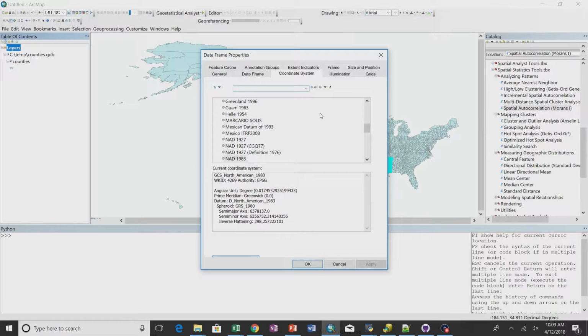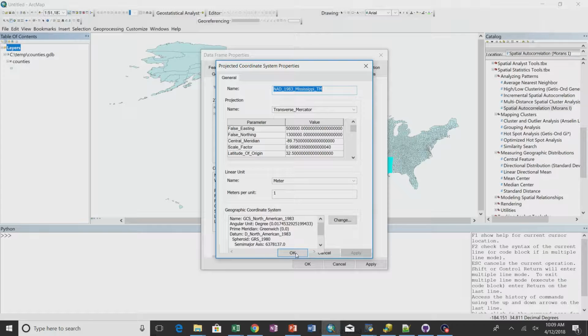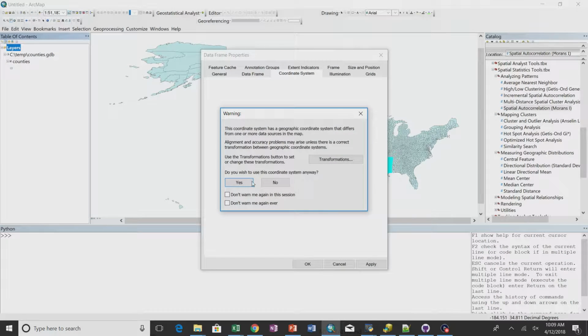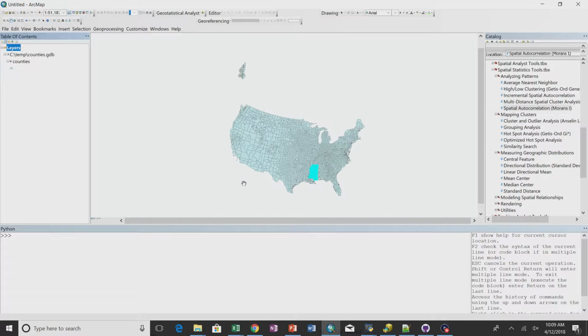One thing I'm going to do is change the coordinate system to Mississippi. And you don't really have to do this for join count analysis, because we're just looking at common boundaries and we don't really care. There's no measurement of distance, or boundary length or anything like that for this. We're only concerned about join count.